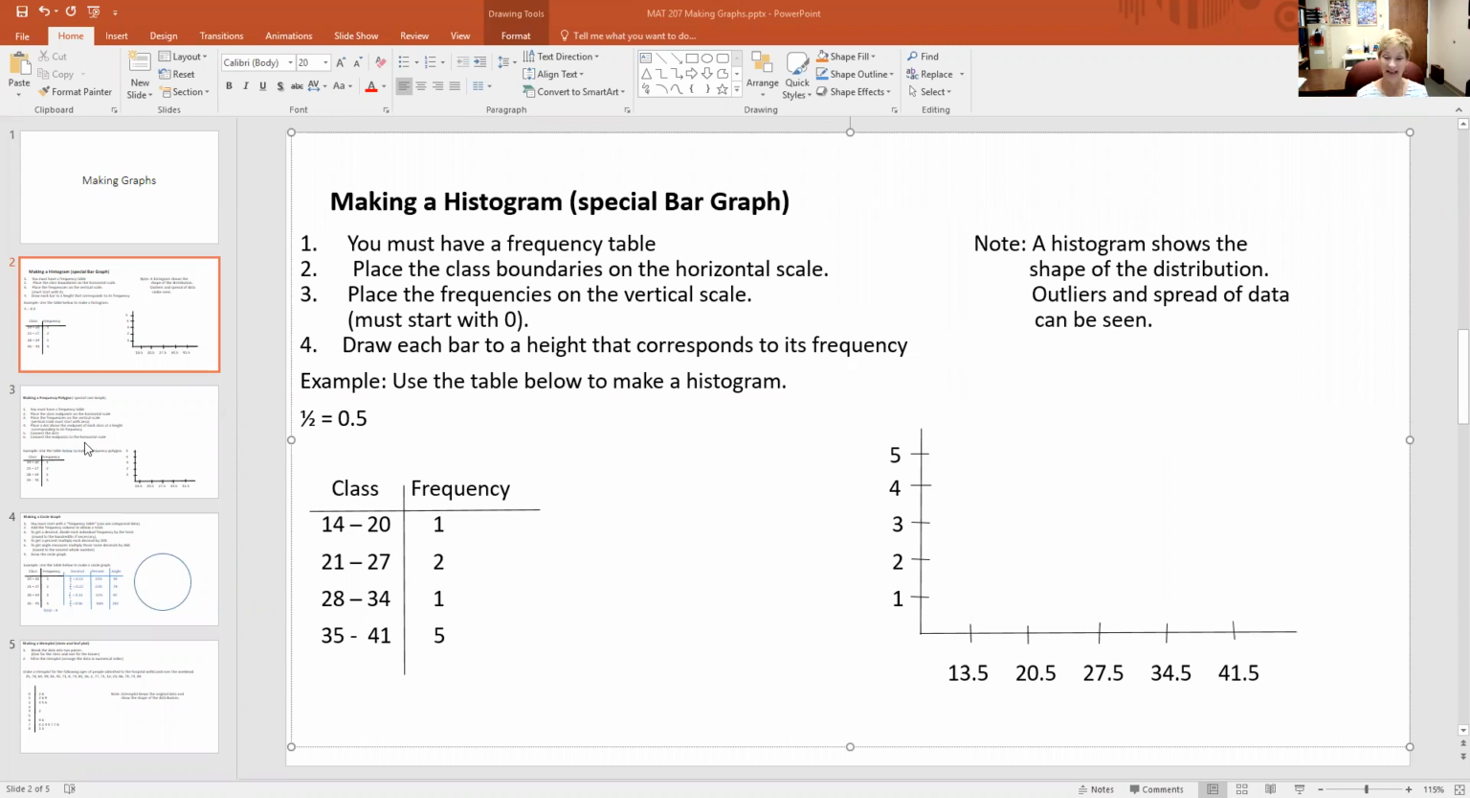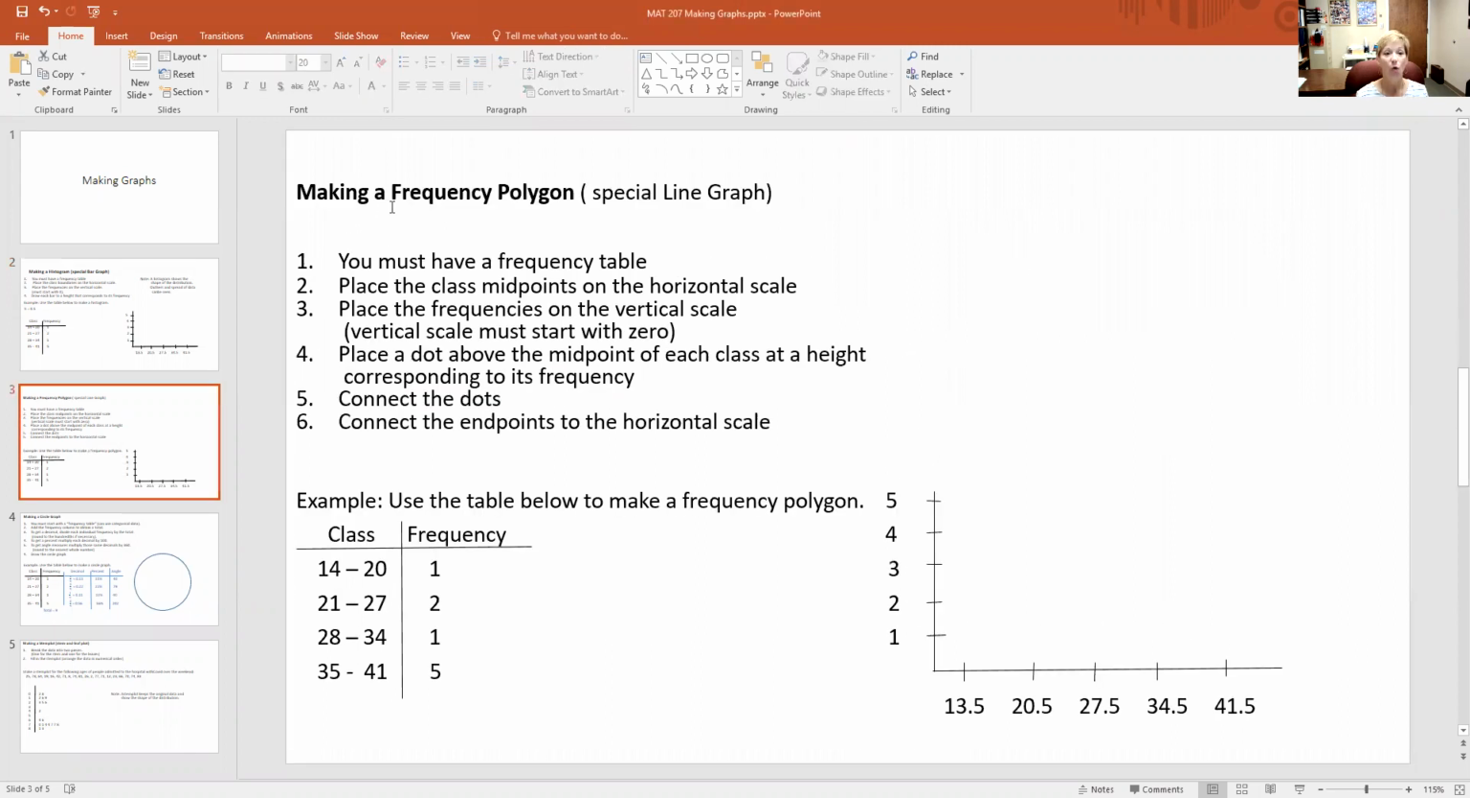Now the next kind of graph is something called a frequency polygon. When you hear frequency polygon, I need you to think line graph. So remember, histogram, you think bar graph, and frequency polygon, you think line graph, so you don't get them confused. Again, it's a special kind of line graph. Step 1's the same. You have to have a frequency table. Step 2 is different. Remember, before you put the class boundaries on the horizontal scale.